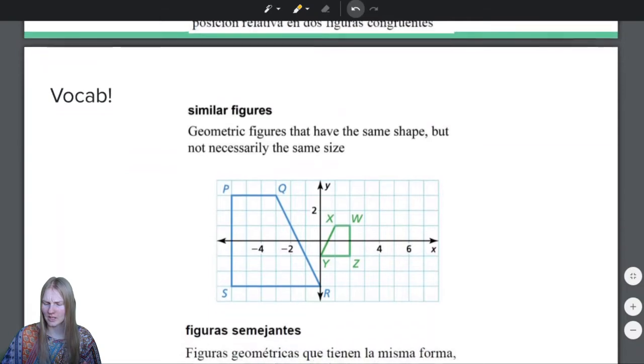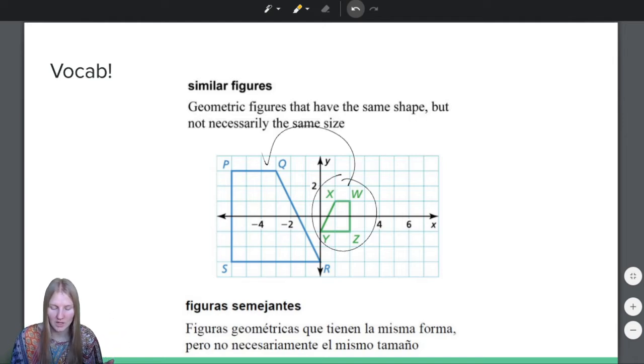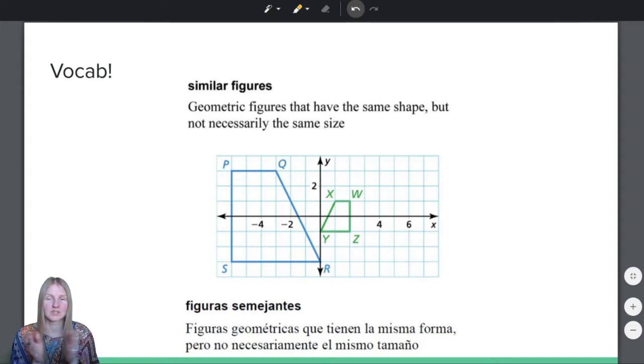What are similar figures again? Remember, they are geometric figures that have the exact same shape, but not necessarily the same size. So we can map them using a dilation. We can turn the green shape into the blue shape using some scale factor. In this case, the scale factor is 3. So, same shape, could have a different size, though.